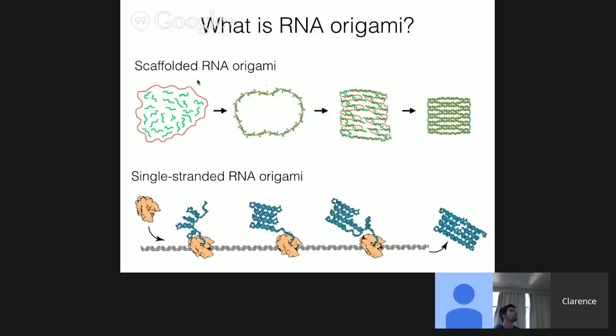One is the scaffolded RNA origami, where, like I told you before, we just exchange the strands that earlier on we used DNA, but here we can now use RNA and make a similar kind of assembly. But this assembly requires a temperature ramp to make the structures form. What is maybe more interesting, and what Cody will introduce in much more detail, is single-stranded RNA origami.